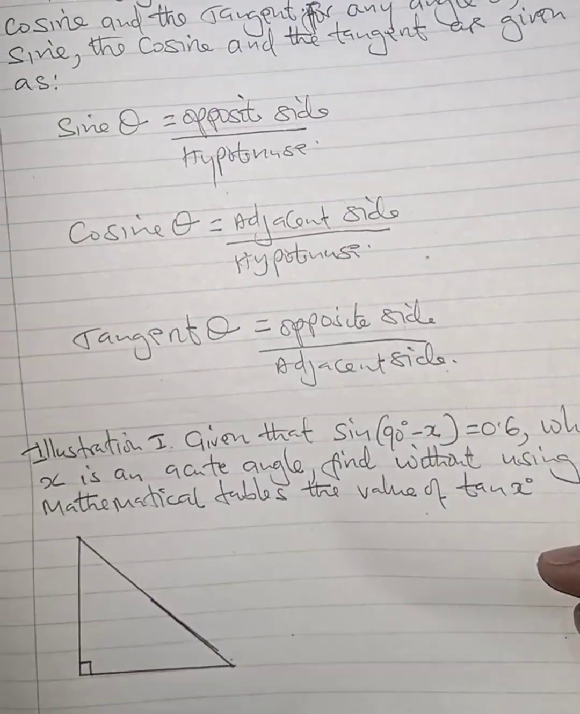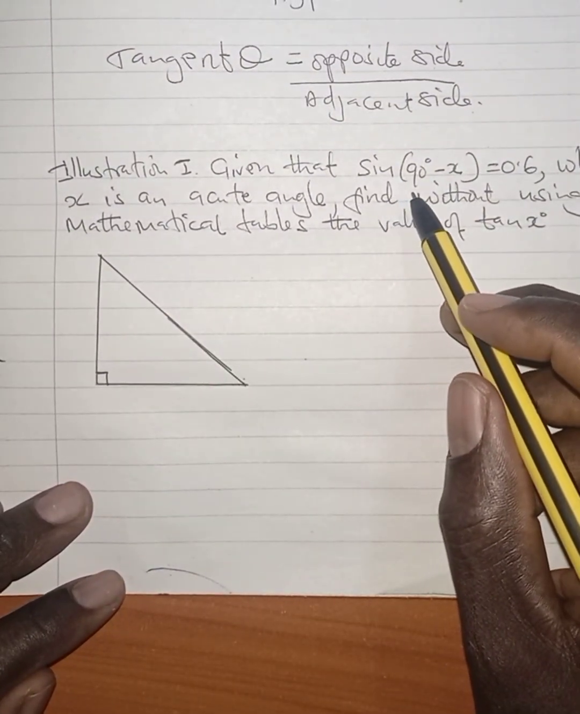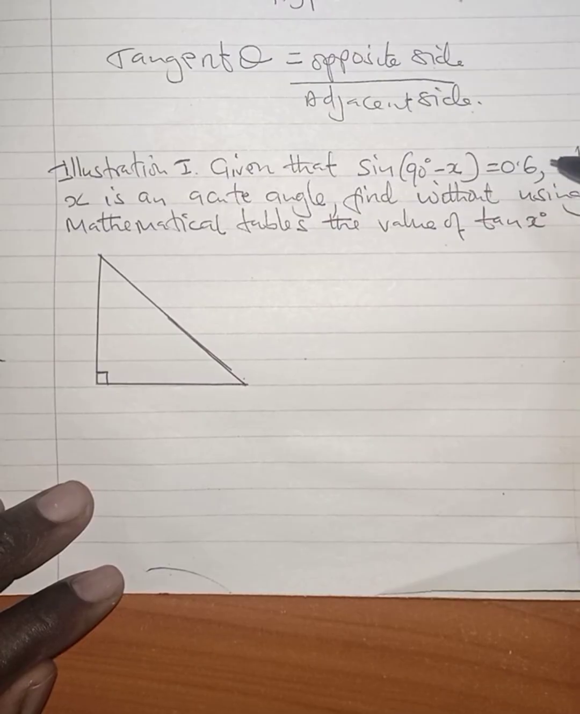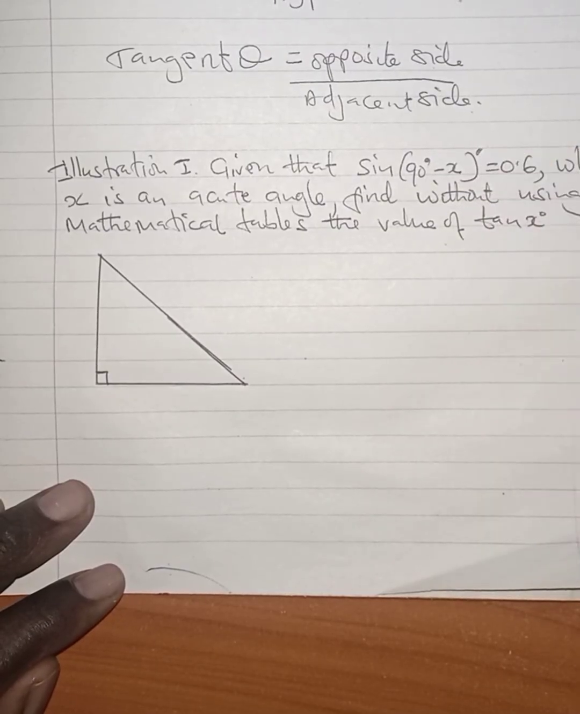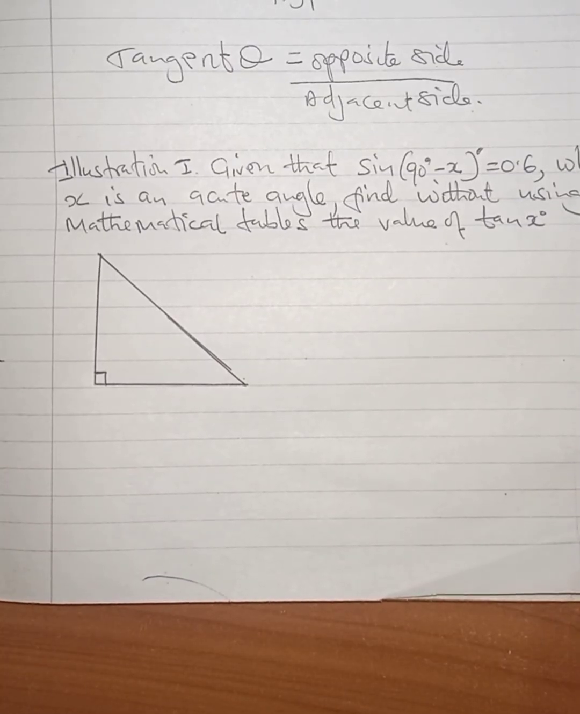Now let us illustrate. Look at this illustration 1. Given that sine of (90 minus x) degrees is equal to 0.6, where x is an acute angle, find, without using mathematical tables, the value of tan x. Now, how do you go about this?